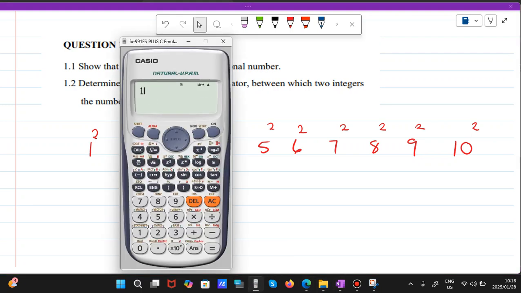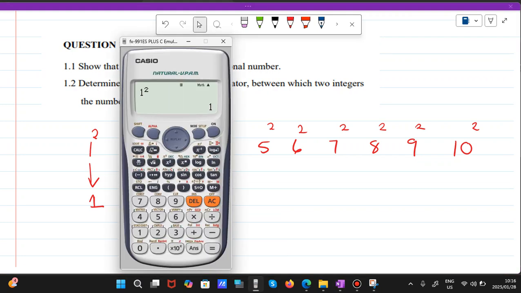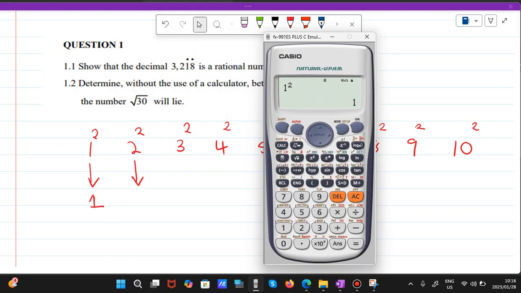square root of 1, it's equal to 1. So here you write 1. 2 squared, you punch your calculator. Do not use your mind. It's very dangerous. So now we know it's 2 squared. It will give you 4. You write 4.